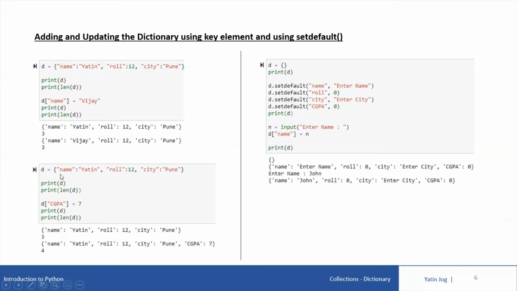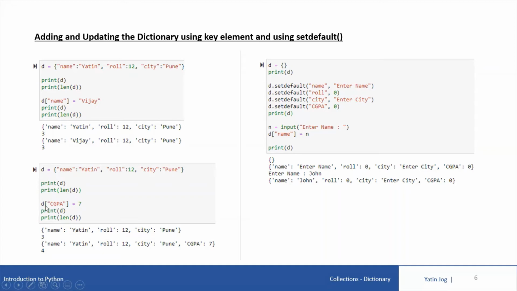Now look at the second code. Again, I am declaring a dictionary D equal to name Yatin, role 12, city Pune, three key value mappings. If I say print D and print length of D, it will print the whole dictionary object on the screen, and the length is 3 because we have 3 keys. Now D of CGPA equal to 7.